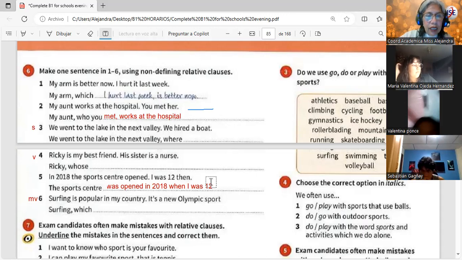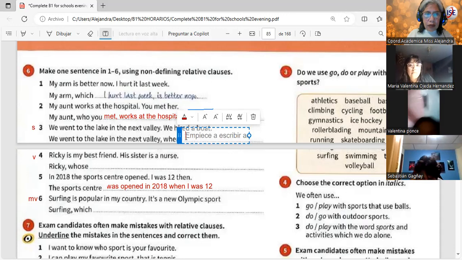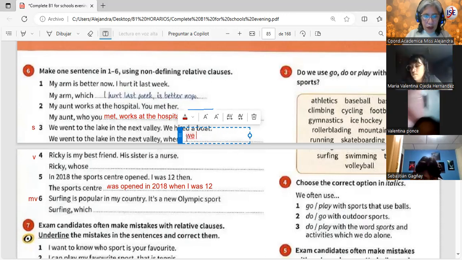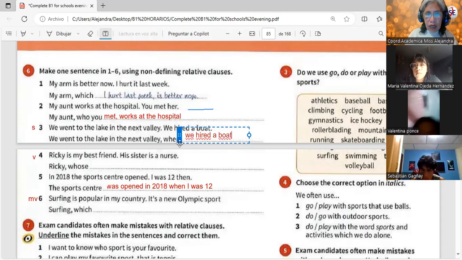Sebastian, we went to the lake in the next valley. Where? We hired a boat. We went to the lake in the next valley, where we hired a boat. Okay, because we're talking about the lake. What did we do at the lake? We hired a boat.